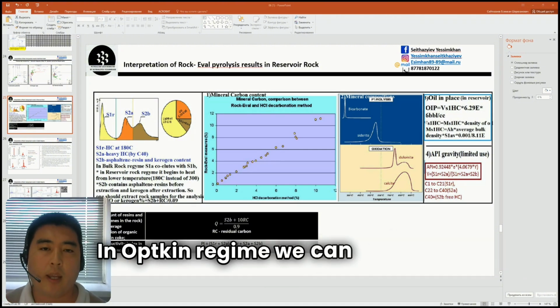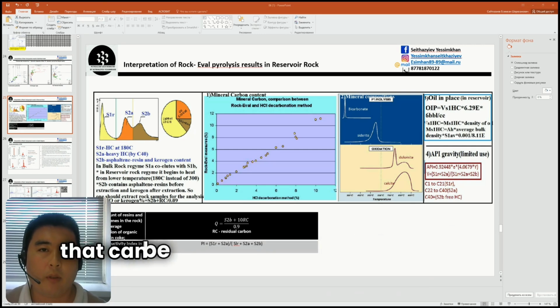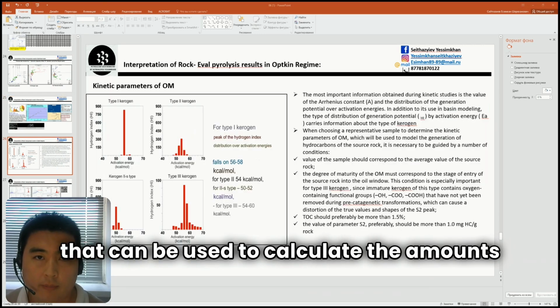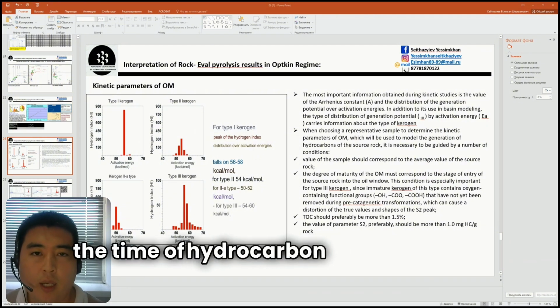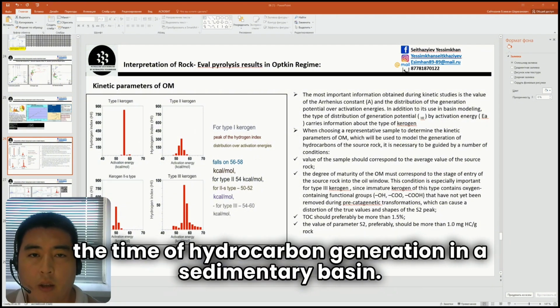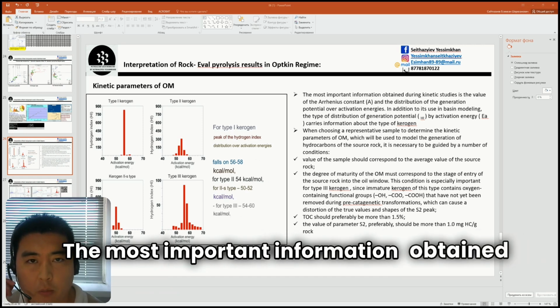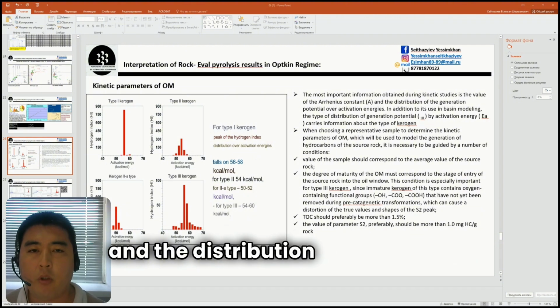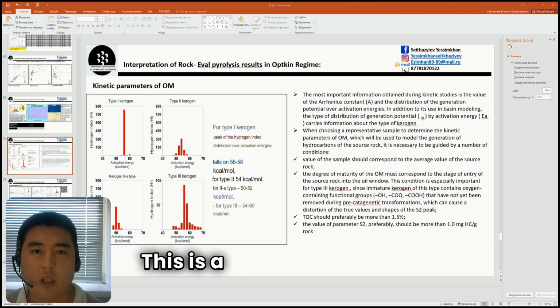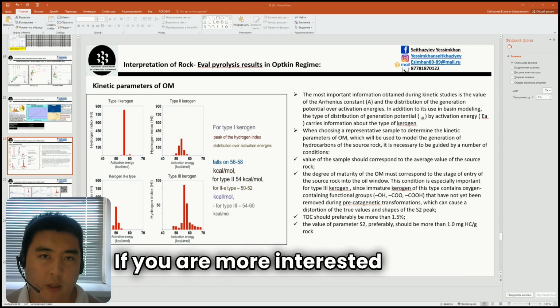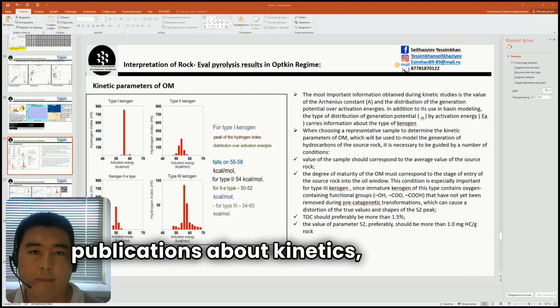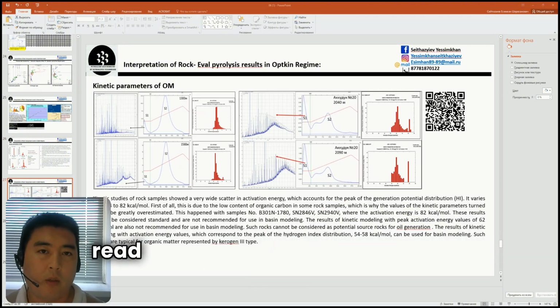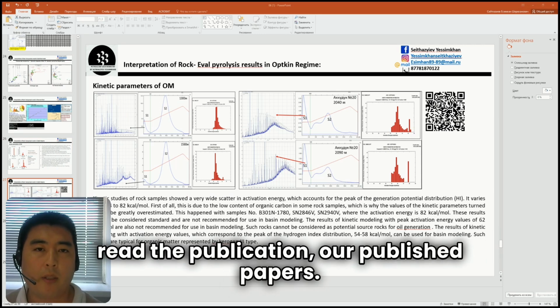In the Organic regime, we can get kinetic parameters of source rock that can be used to calculate the amounts and the time of hydrocarbon generation in a sedimentary basin. The most important information obtained during kinetic studies is the value of the Arrhenius constant and the distribution of activation energy. This is a huge topic and we cannot cover it fully in this lesson. If you are more interested in kinetics, scan the QR code and read our published papers.